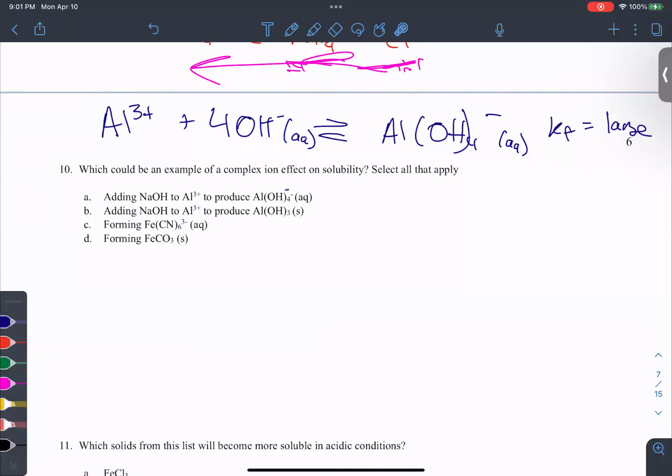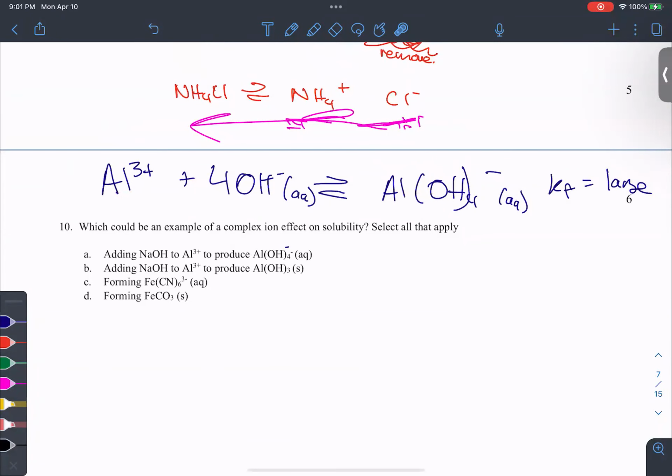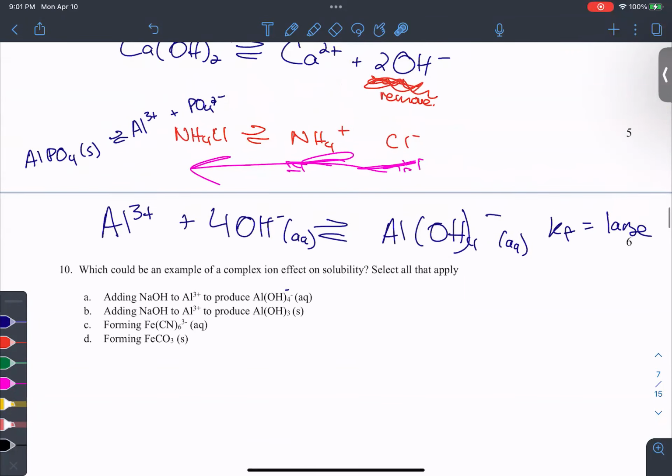So what this means is, if you have some not very soluble salts, like aluminum phosphate, it's not very soluble. Only a little bit of aluminum goes into solution and a little bit of phosphate goes into solution, only a little bit. So if you remember how we worked with Le Chatelier's principle, if you have a way to remove one of the ions from solution, if you remove aluminum 3+, or if you remove phosphate, the reaction shifts to the product side.